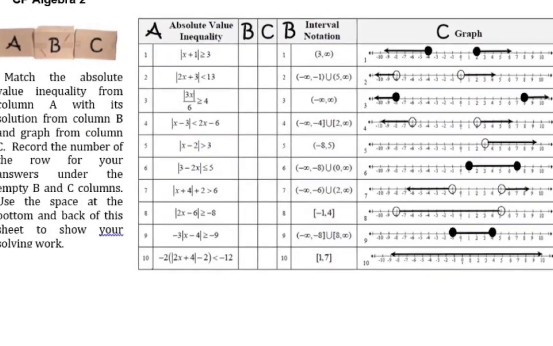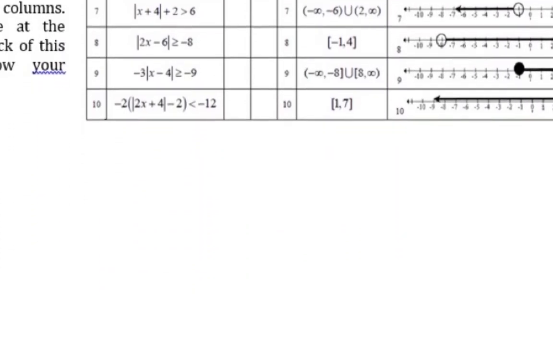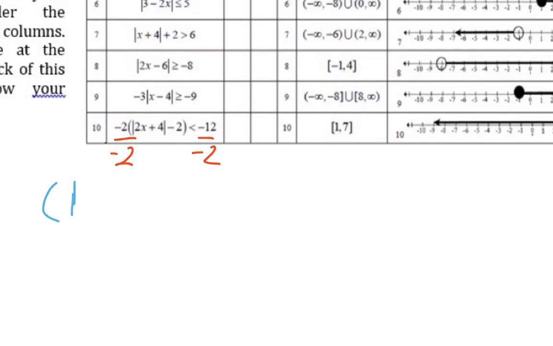We have something that needs to be isolated. Because of the order of operations, I want to always work from the outside to the inside. So I actually want to divide by -2 first, because that's on the outside. Remember, when you divide by a negative, you have to flip the sign. So that less than sign actually becomes a greater than sign.